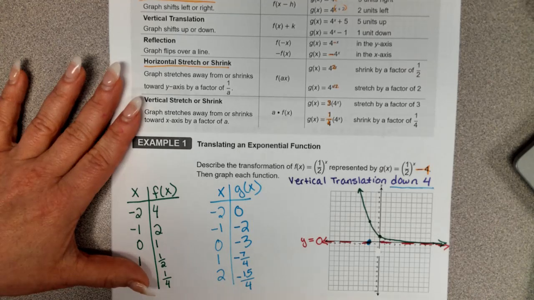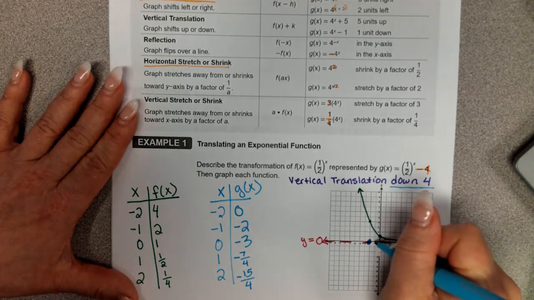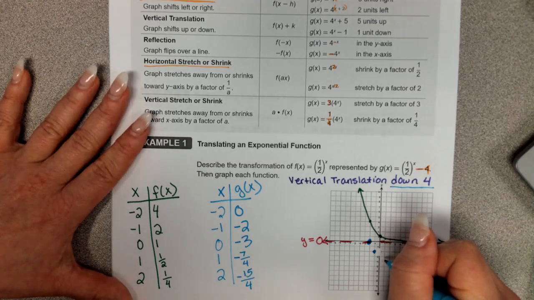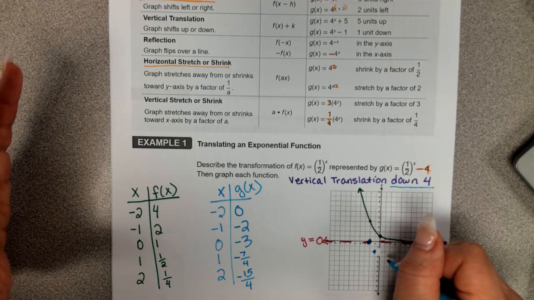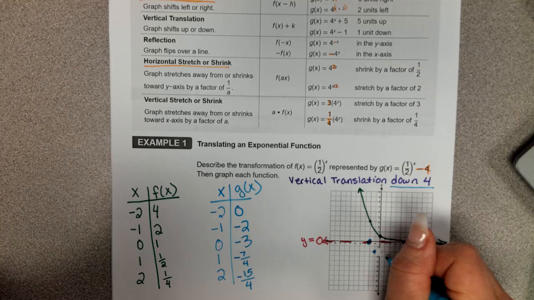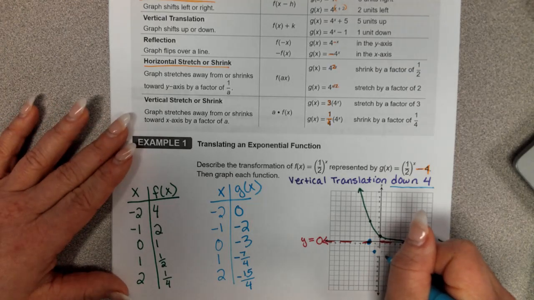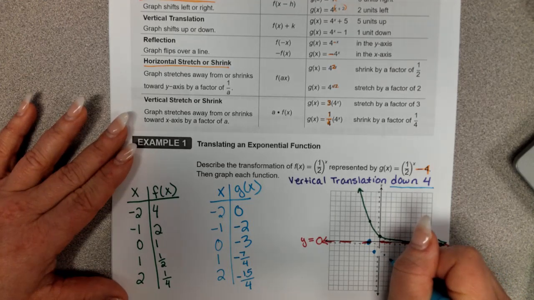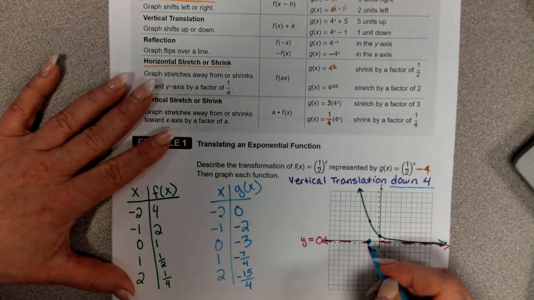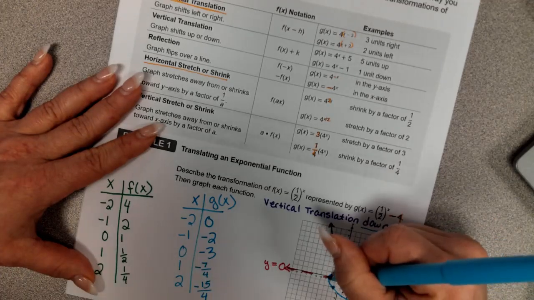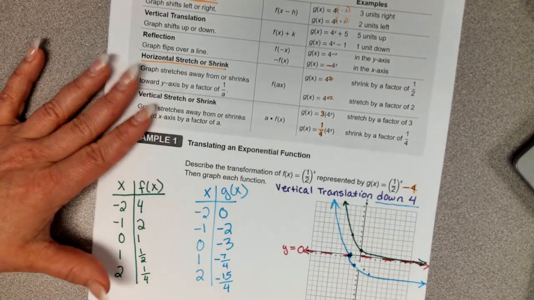Sorry about that. There we go. And I have -1, -2, and 1 7/4. That's not exactly 2, so it should be maybe about here. And then 2 is going to be about here. Okay, and then I'm going to connect those. This is not the best graph I've ever made, but there you are.